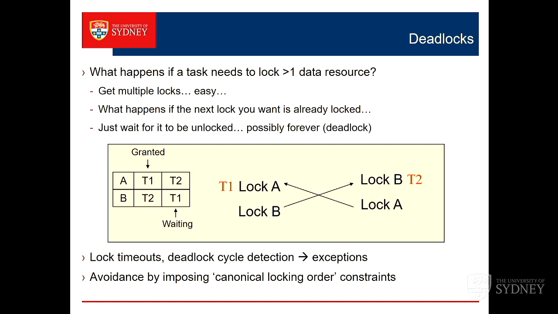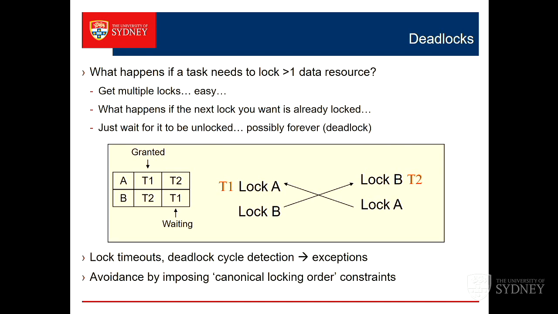That was a really simple case. What happens if I need to lock more than one data resource? Let's go back to our bank account transfer. I'm moving money from account A to account B. Oh good, I'll get a lock on account A and then I'll get a lock on account B. I want to lock account A so that the balance doesn't change under me, so I know that it's a good balance. And I want to lock B because I'm going to update it. Cool. No problem. I get a lock on A, I get a lock on B.